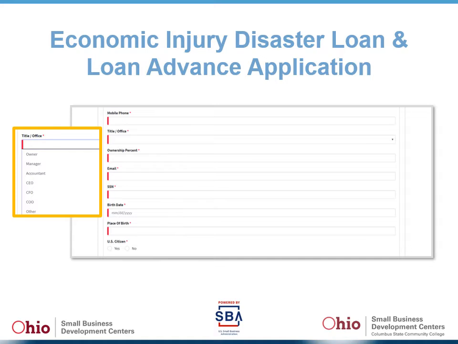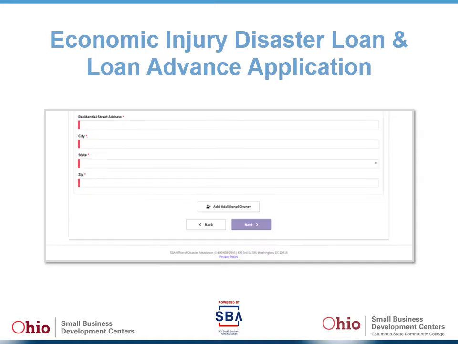Then you'll also, of course, provide your email, social security number, birth date, and place of birth, and whether or not you are a U.S. citizen. You'll finish out your residential street and location information on this section, and then at the bottom you'll have a choice to add an additional owner, where you could enter their information, or click next to move on.